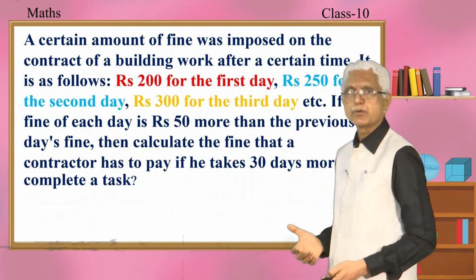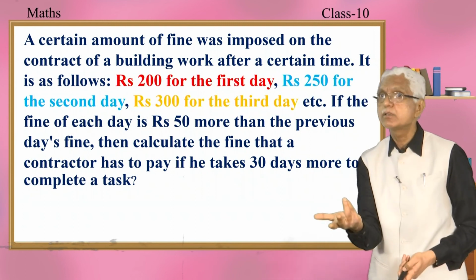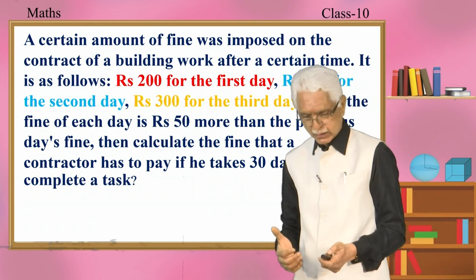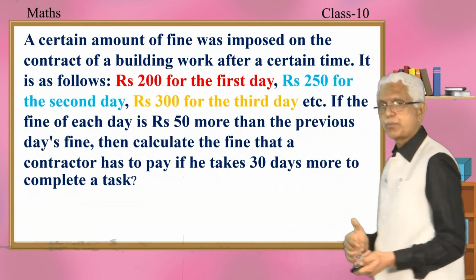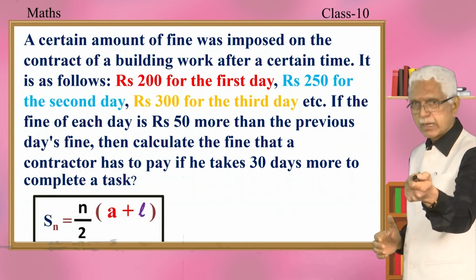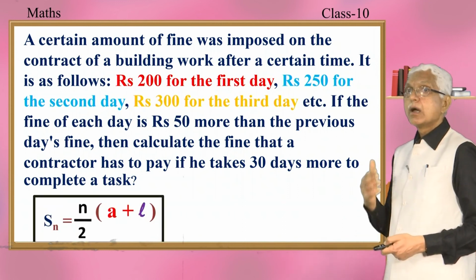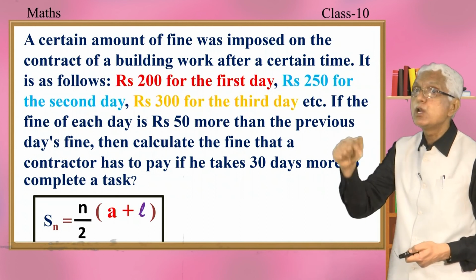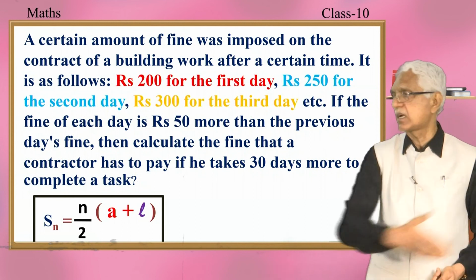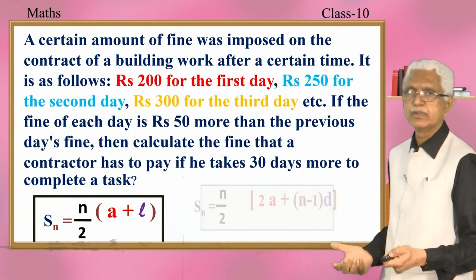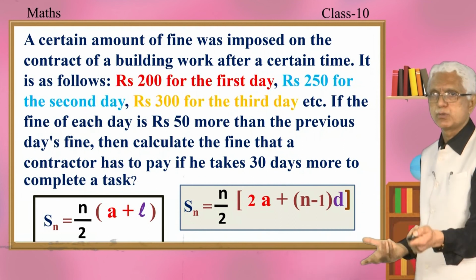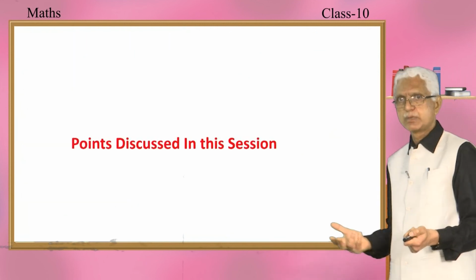Sn is equal to n by 2 into 2a plus n minus 1 into d, you can use, and you will be able to get the total fine that the contractor has to pay. This is one application problem. You can use n by 2 into a plus l also, but you should know l. How will you know l? l is nothing but a30, because 30 terms are there. You can also use n by 2 into 2a plus n minus 1 into d as I told you just now. That is good, my dear children.